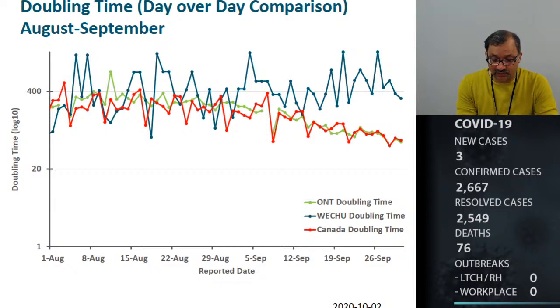Zooming in on the last 2 months only, our day-over-day doubling time stayed consistently above the provincial and Canadian doubling time, with a few dips. A reminder again, a higher doubling time means that we are doing better, and that means there are fewer cases locally and less spread happening locally.